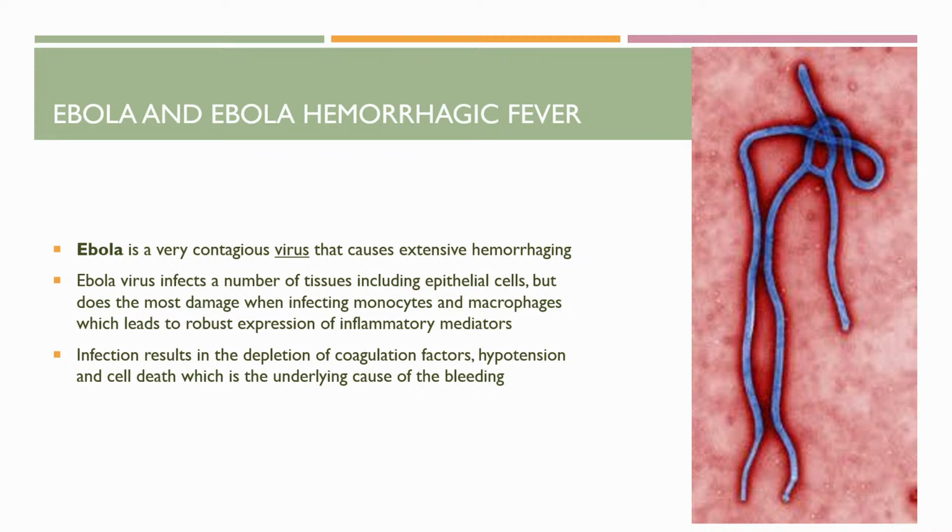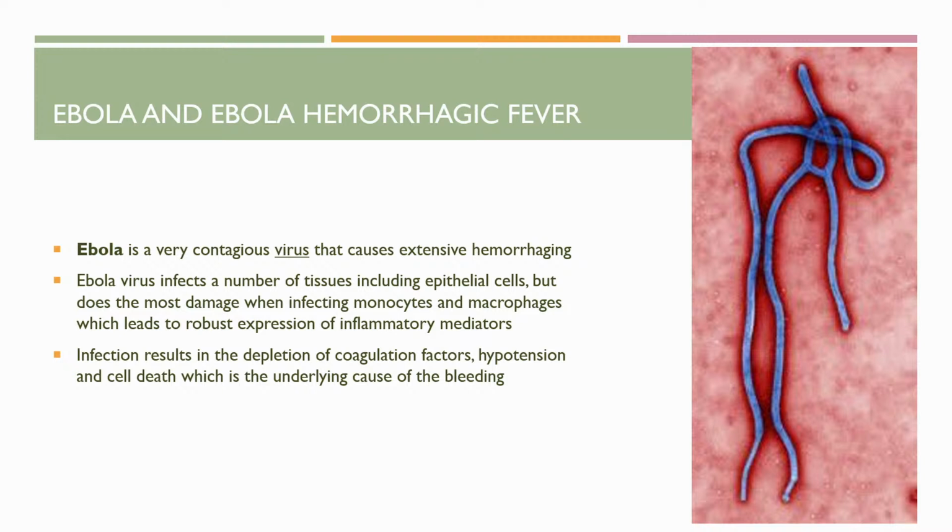Next is Ebola. Ebola and hemorrhagic fever. Ebola is a very contagious virus that causes extensive hemorrhaging. Does anyone know what hemorrhaging means? Is it within your brain? Yeah, a hemorrhage means you're bleeding out essentially. So you can have a brain hemorrhage, which means that there's blood in the brain. But you can have intestinal hemorrhaging, so that's if you have blood in your intestinal tract. Obviously if there's blood flowing in areas that it shouldn't be, then you could easily die.